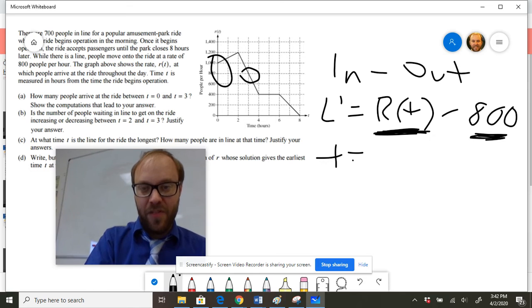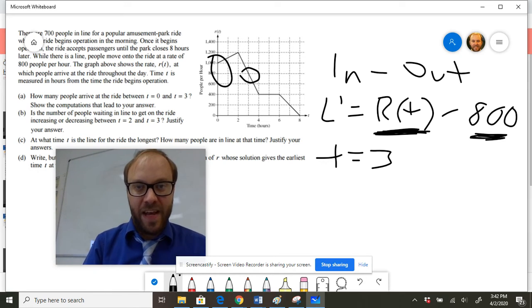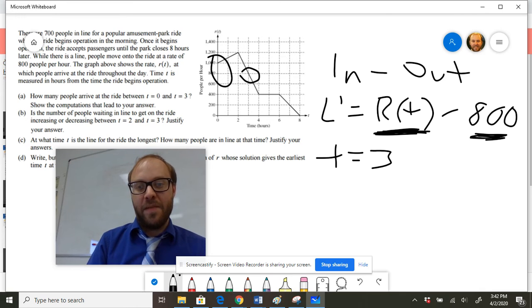At hour three, we have 800 people getting on. And if you notice, after that, we have fewer than 800 people getting on every hour. And so after that, the line is increasing more slowly than the rate at which people are getting onto the ride. And so the length of the line will be decreasing at that point.